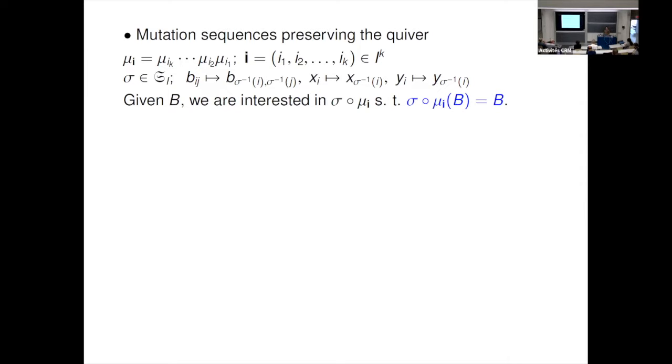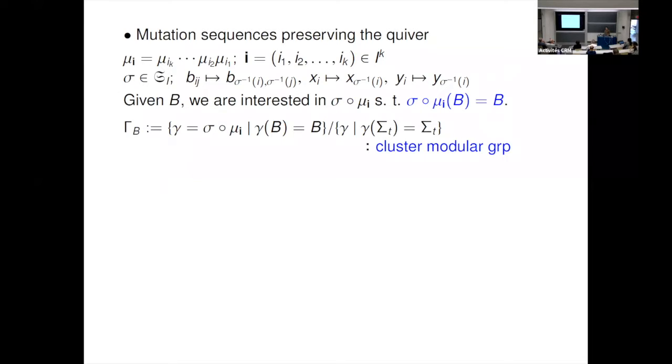I'd like to mention a little more about a notion in cluster algebra. We are interested in a mutation sequence which preserves the quiver, for application. Namely, this is a sequence of several mutations. We also use an element in the permutation group on the vertex set, namely on the finite set we first fixed. This acts on the seed in the normal way. For a given exchange matrix or quiver B, we are interested in the composition of the mutation sequence and the element sigma of the symmetric group, such that it doesn't change the quiver, but it may change the cluster variables and Y variables.